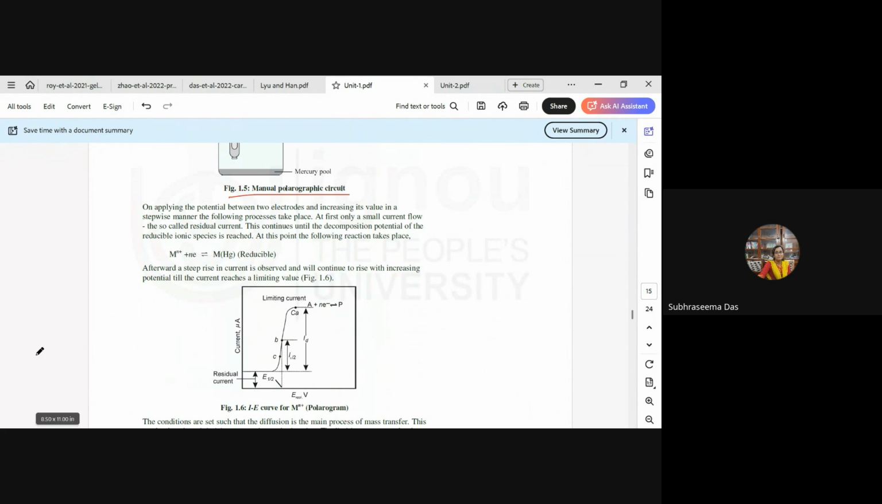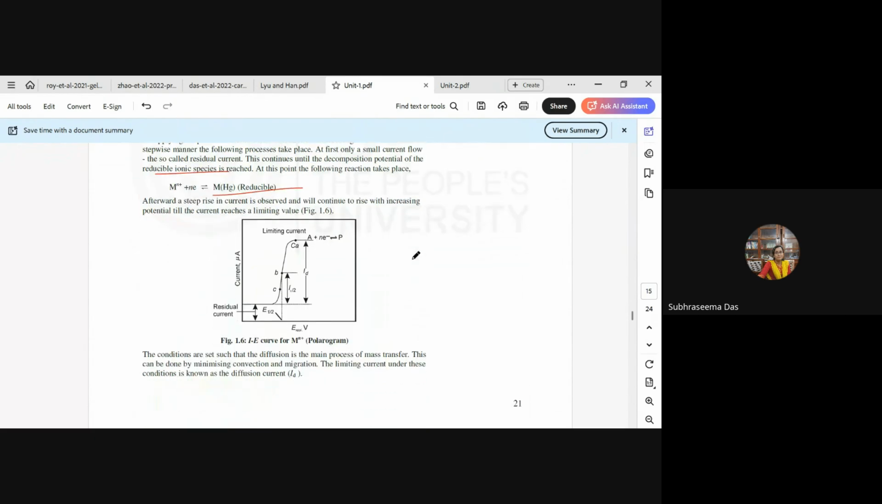First, only a small current flows. It is called the residual current. This continues until the decomposition potential of the species is reached. At this point, the following reaction takes place: Mn+ plus ne forms M, the metal in mercury. After the residual current, a steep rise is observed, and it continues to rise with increasing potential till it reaches a limiting value.